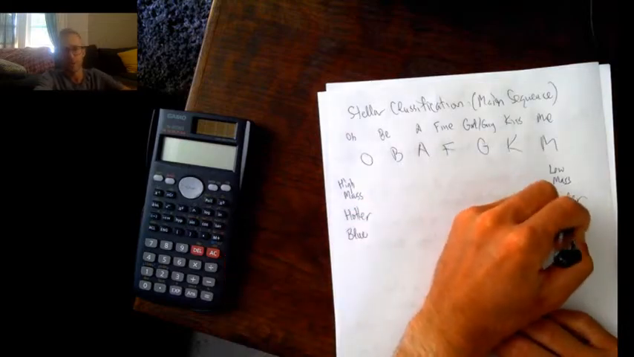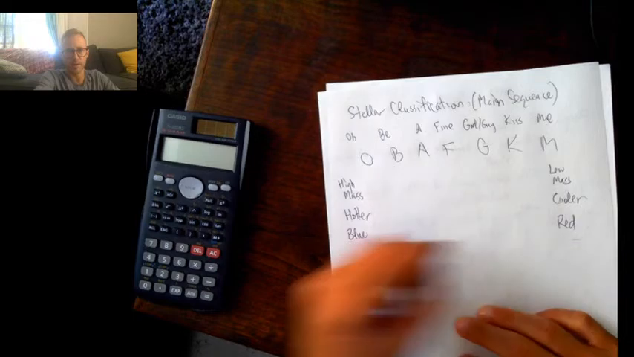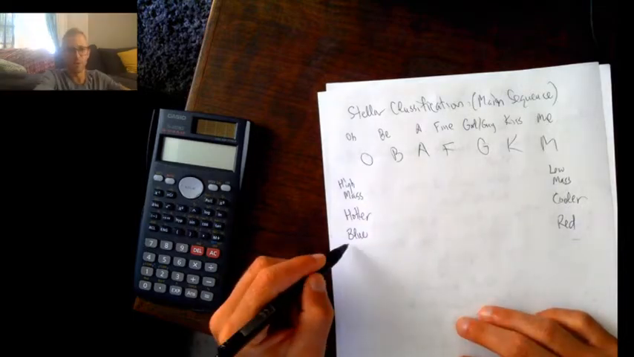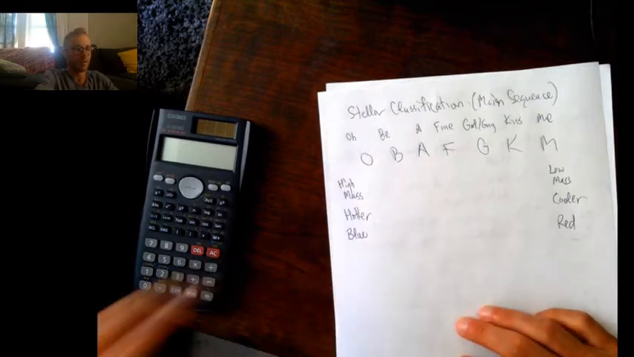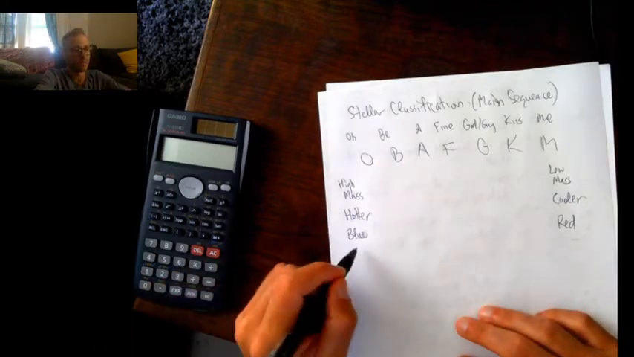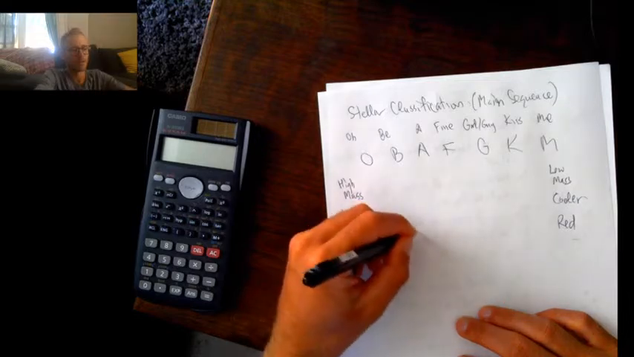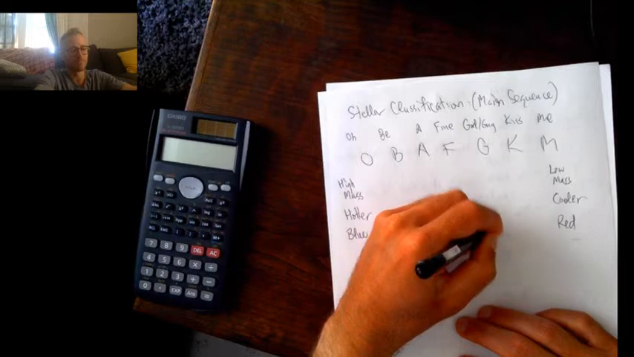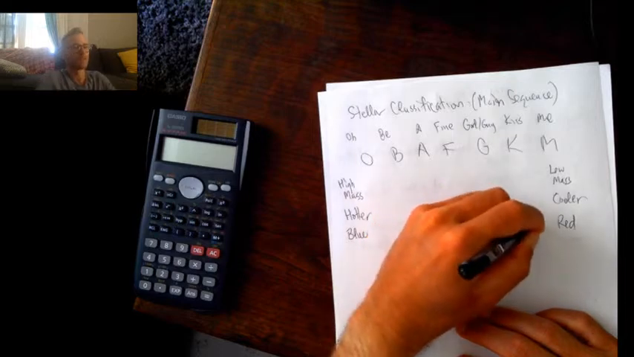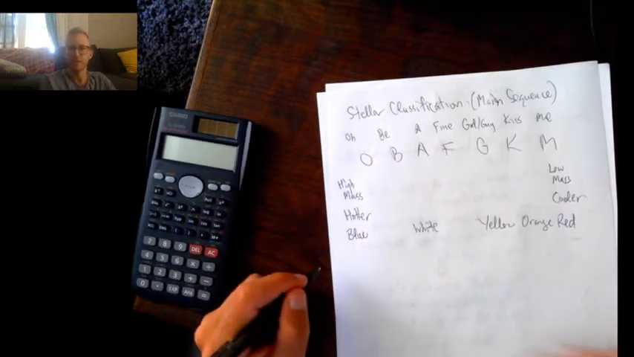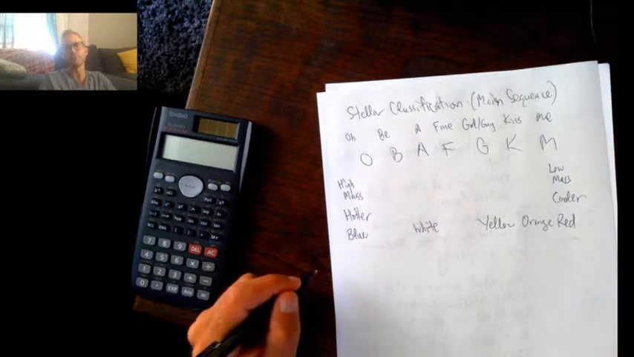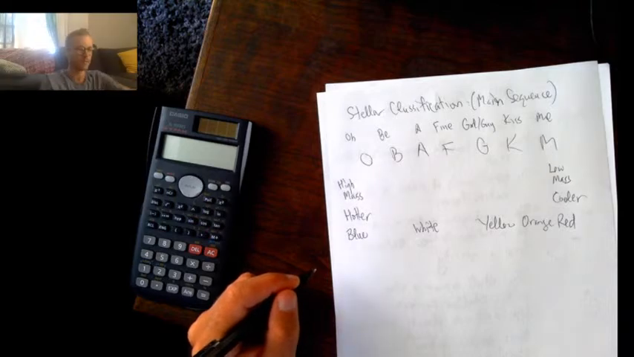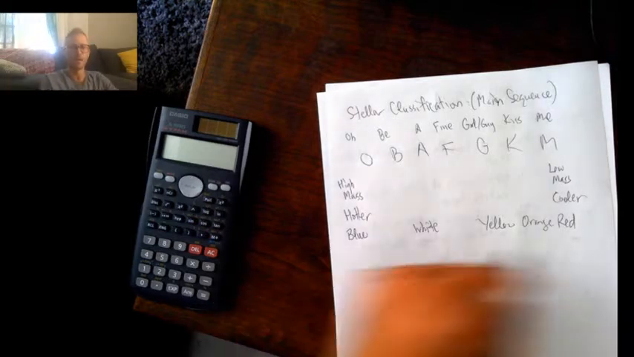Now, it's not like a rainbow. It's not like it goes from red all the way through Roy G. Biv. It's more like blue to white to yellow to orange to red. Okay? So that's kind of where it is. So there's no green stars. There's no purple stars. It goes along there.